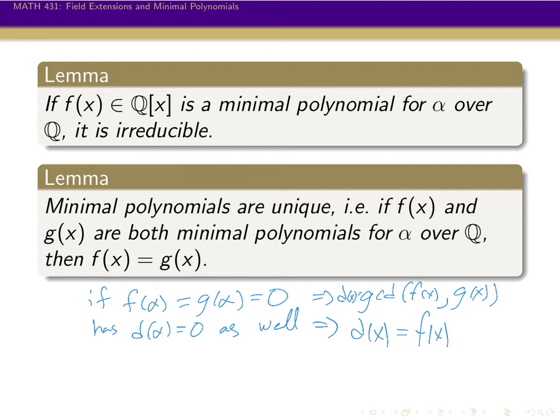And so this means that, similarly, going through the same argument with g of x, you get that d of x would also have to be g of x. And so these are all talking about the same thing the whole time. Okay. So rather than talking about a minimal polynomial for alpha, we really can talk about the minimal polynomial for alpha. There's only one monic polynomial of minimal degree that has alpha as a root.